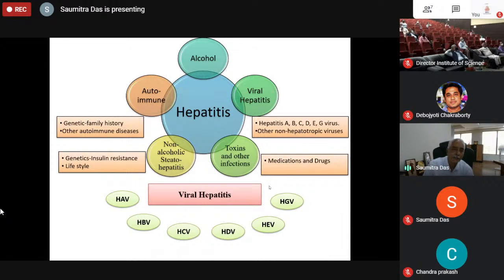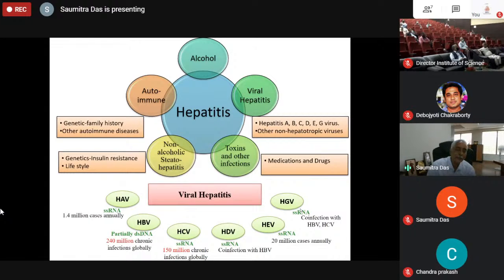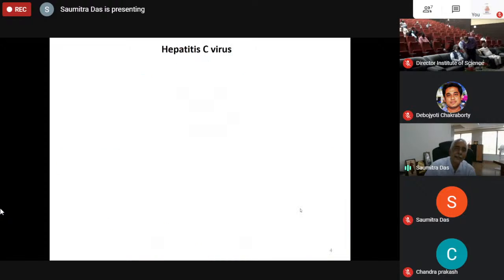If you look at all these, hepatitis A, B, C, D, E, and G, all of them except hepatitis B are single-stranded RNA viruses. And as you see, hepatitis B is on the top with 240 million chronic infections globally, and hepatitis C is also not lagging behind. It's around 150 million chronic infections globally. So it's a major problem.